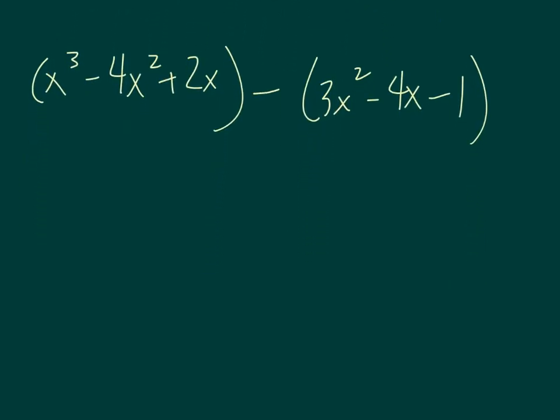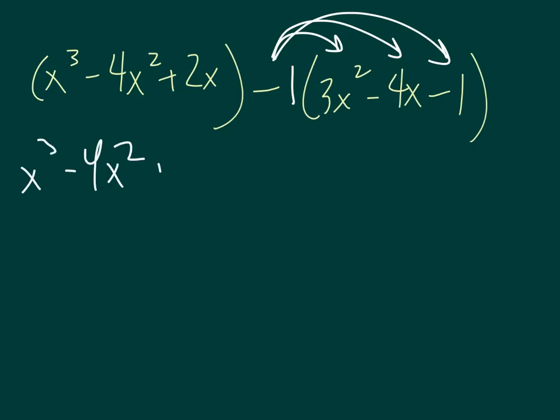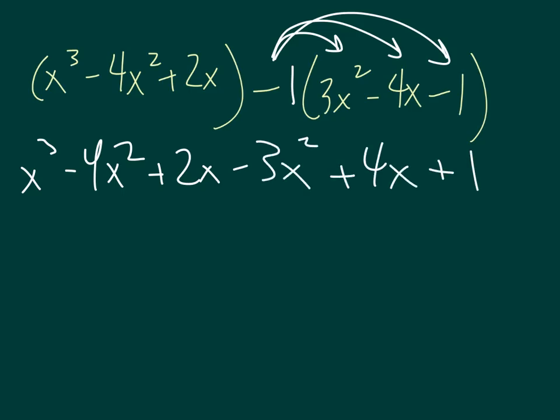And now we're subtracting two polynomials. These are both trinomials. The first trinomial is cubic in its degree, and the second trinomial is quadratic. We need to subtract. And be careful here. What I would suggest doing, distribute this negative first and then combine your like terms. So we have x cubed minus 4x squared plus 2x minus 3x squared plus 4x plus 1.